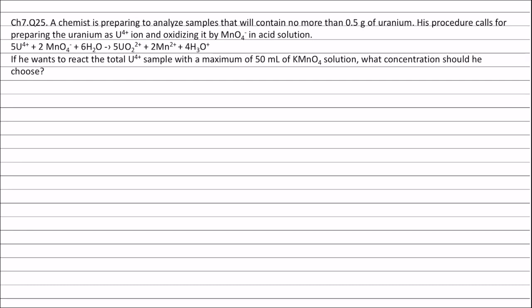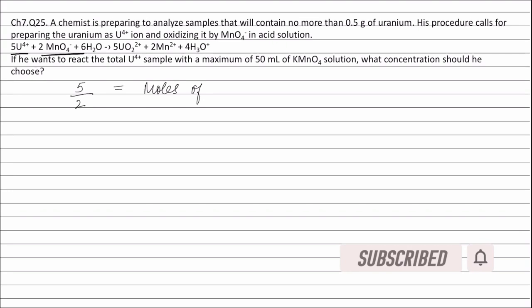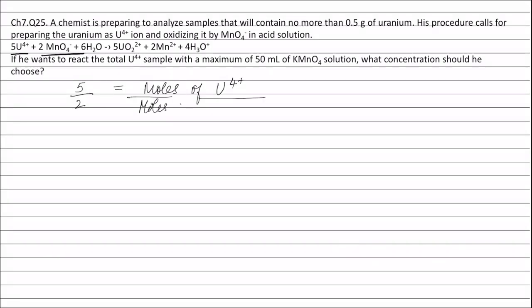concentration should he choose? Now, as can be seen from the balanced equation, 5 moles of U4+ ion reacts with 2 moles of MnO4- ion. Therefore, the ratio of the moles of U4+ ion to moles of MnO4- ion, or moles of KMnO4 solution, will be equal to 5 by 2, or we can also say 5 by 2 is equal to moles of U4+ ion divided by moles of KMnO4 solution.